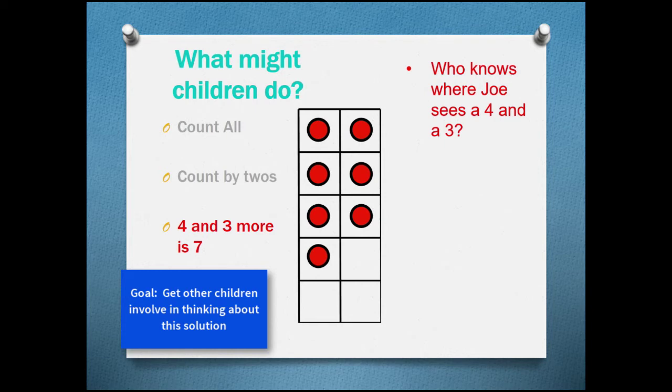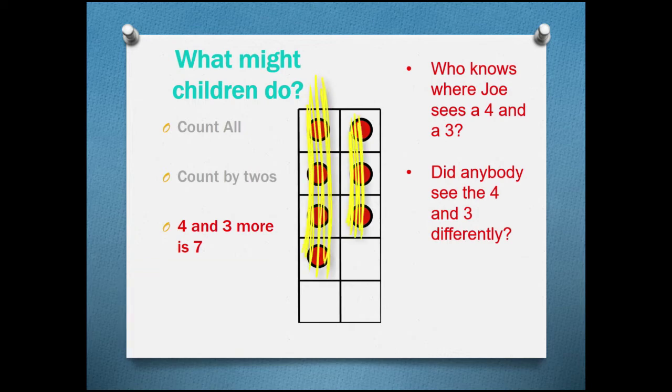Somebody will say where they think Joe saw the 4 and where Joe saw the 3. Then a natural follow-up to that would be, did anybody see the 4 and the 3 a different way? And I'm sure you can all see too by looking at it that someone might have seen 4 in the first column and 3 in the second, or someone else might have seen the 4 on top and the 3 below. Those are different ways that we would expect because students have been working with dot patterns.